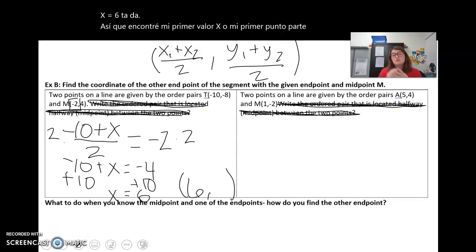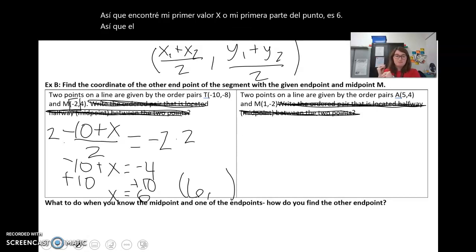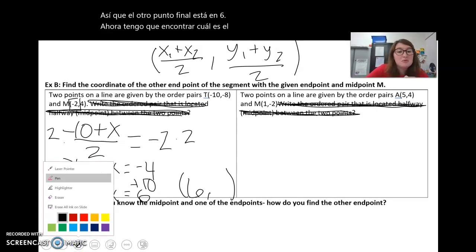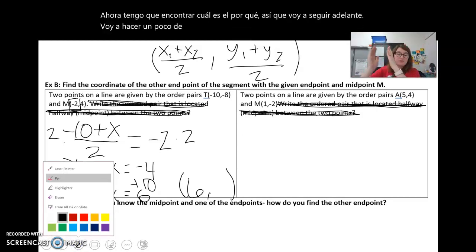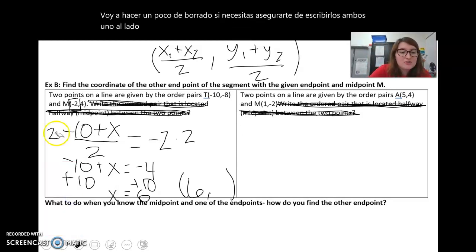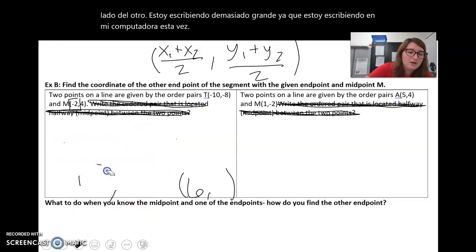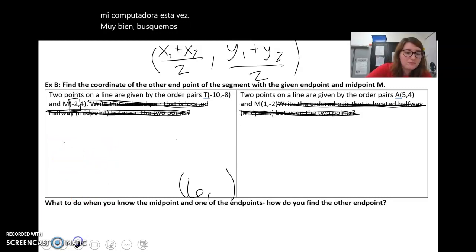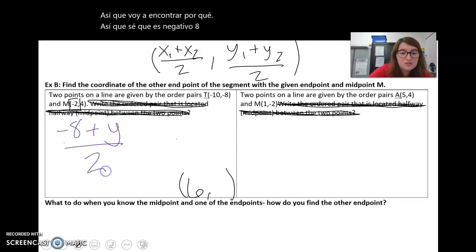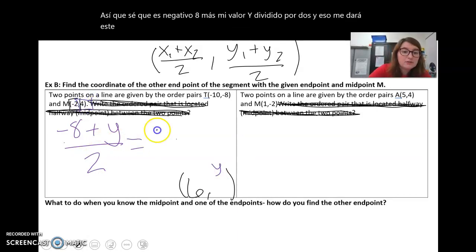So I found my first x value, or my first part of the point. It's 6. So the other endpoint is at 6. Now I've got to find what the y is. So I'm going to do some erasing. If you need, make sure you write them both side by side. I'm writing too big since I'm writing on my computer this time. All right, let's find our y value now. So I'm going to find y. So I know that it is -8 plus my y value, divided by 2, and that equals 4, because the midpoint y value is 4.